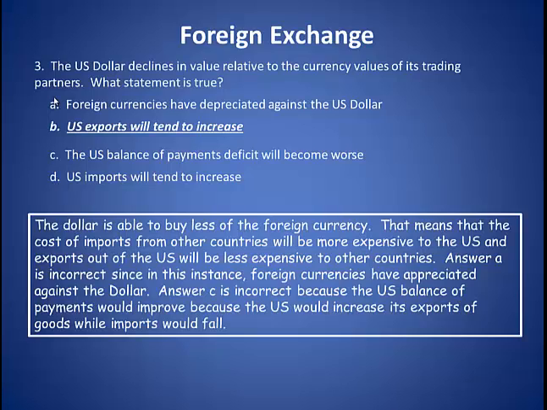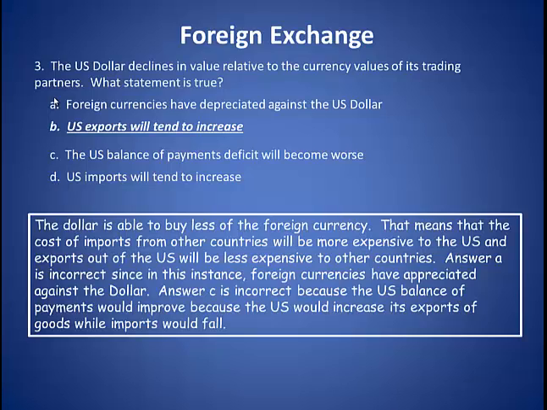Okay, in this case, it says a US dollar declines in value relative to the currency values of its trading partners. What statement is true? If we say declines, that's the same thing. The US dollar depreciates in value relative to the currency values of its trading partners. What statement is true? In this case, it would be B. U.S. exports are going to tend to increase, and that's because U.S. exports are going to be less expensive. The dollar is able to buy less of a foreign currency.